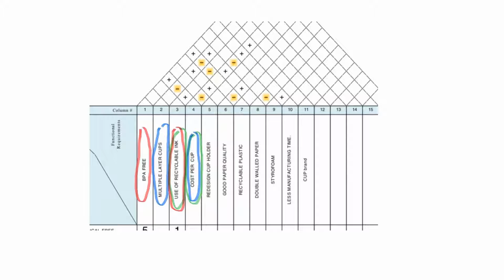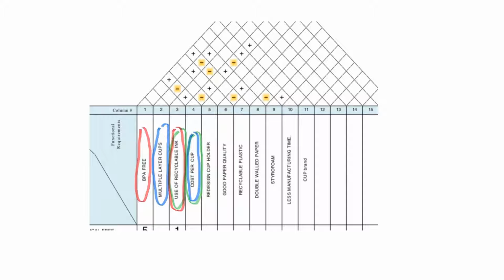You might be wondering why there are empty spaces. There are only a few positive and negative relationships, because as per the rule of QFD, if there is no interrelationship, the column is supposed to be left blank. So as we see with BPA free and multi-layered cups, there is no similarity between those, so the diamond for those two has been left empty.